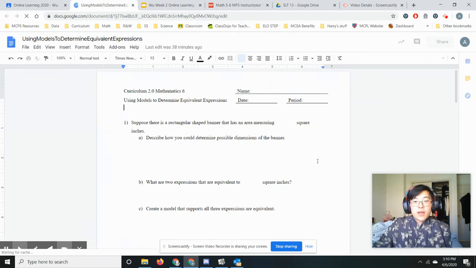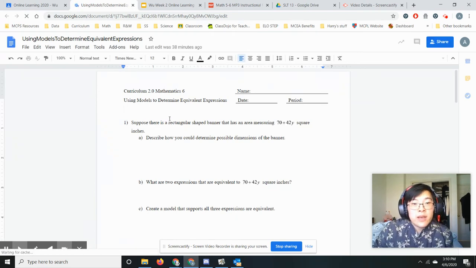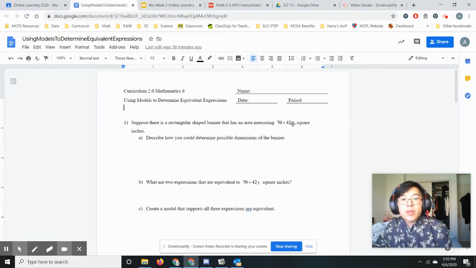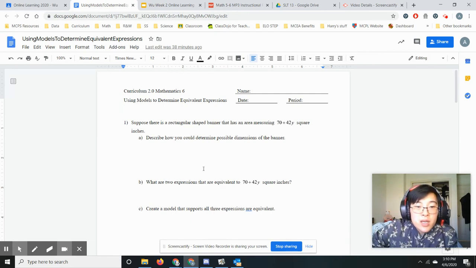All right, so again, we're working with models and equivalent expressions. Suppose there's a rectangular shaped banner that has an area measuring 70 plus 42y square inches. Describe how you would determine possible dimensions for the banner. Dimensions, if you forgot, means the length and the width. I always think of a picture, because if I'm looking at geometry, I want to think of a picture.